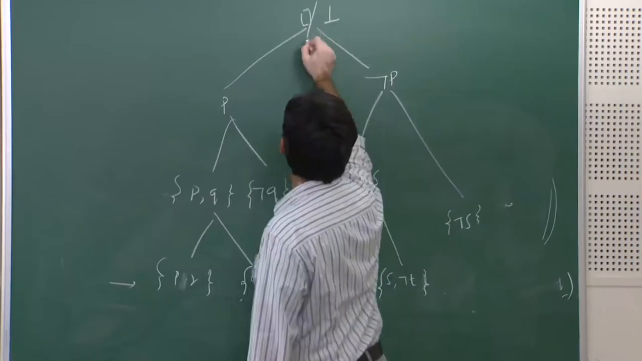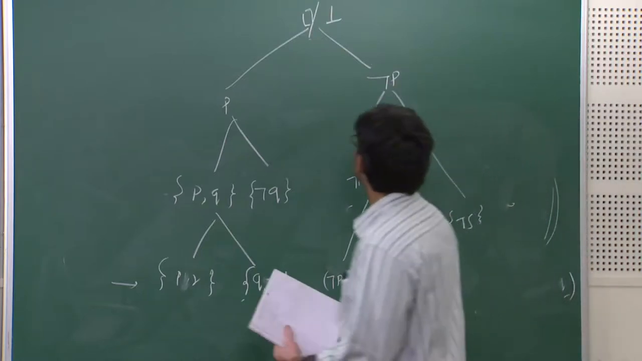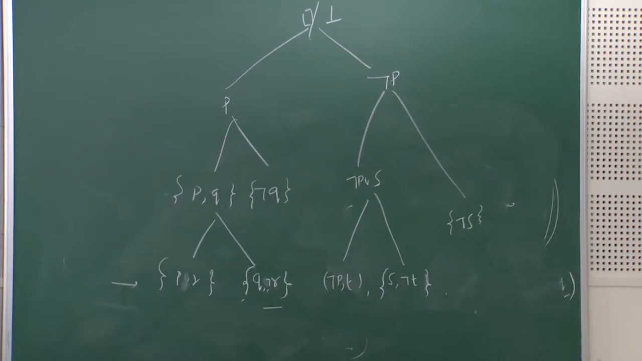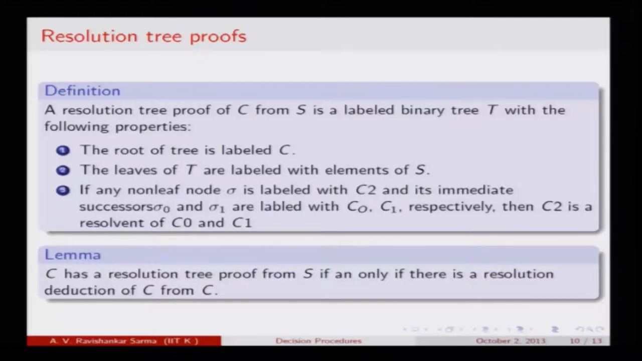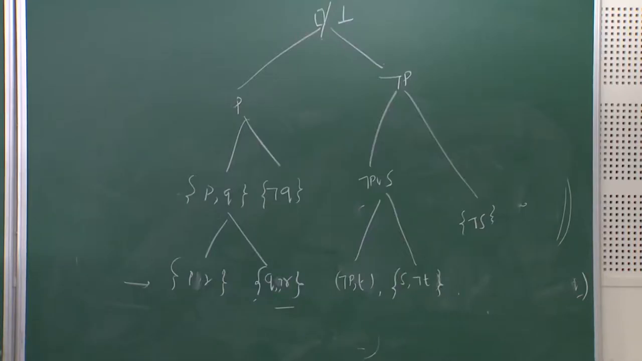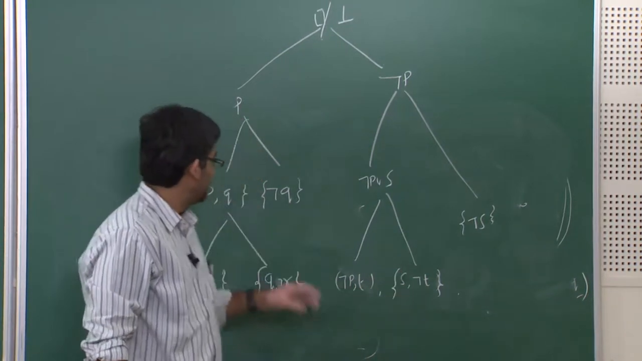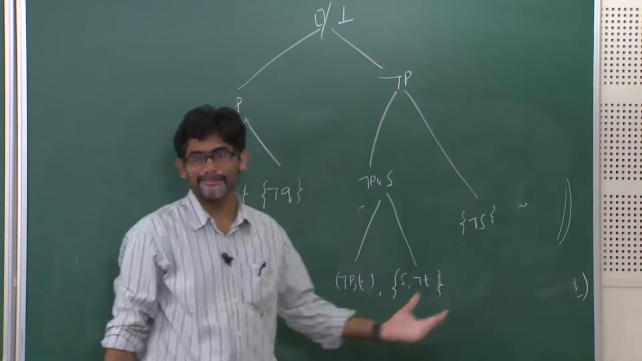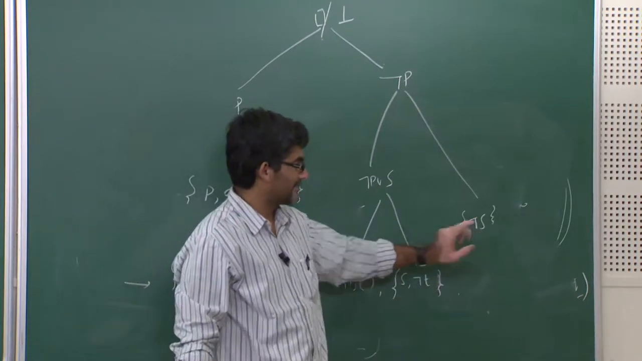Now this P and not P leads to what you can call a box, or sometimes you write it as this particular kind of symbol. This is called a contradiction. This will serve as a resolution refutation proof for a given formula. For example, if you take these clauses 1, 2, 3, 4, maybe 5, you have taken not S as your conclusion. The actual conclusion is S, but you have taken into consideration not S.